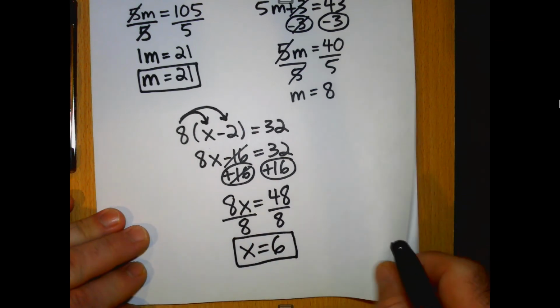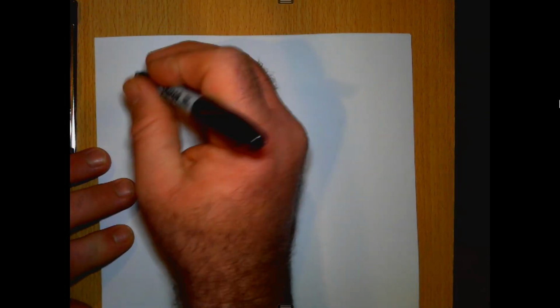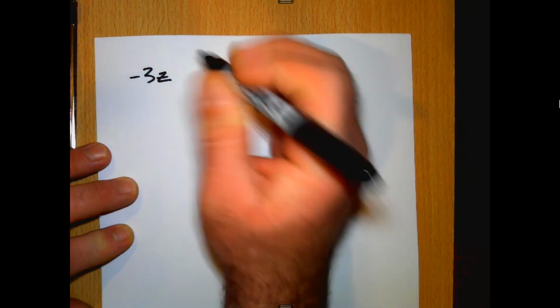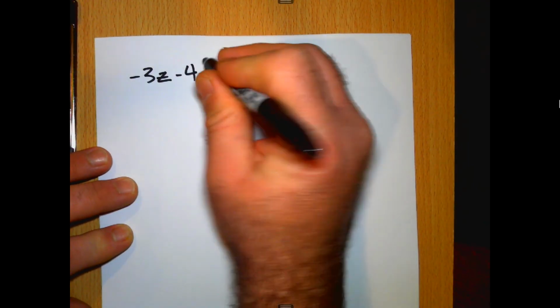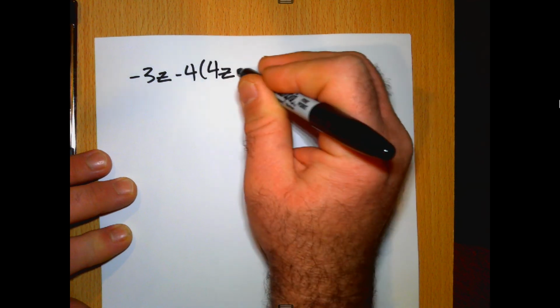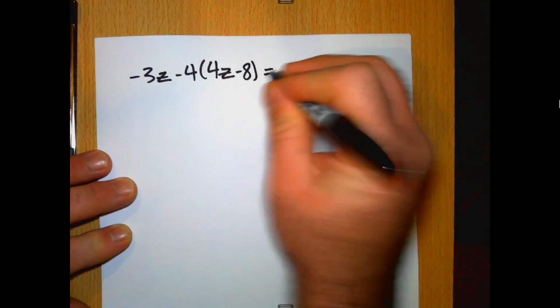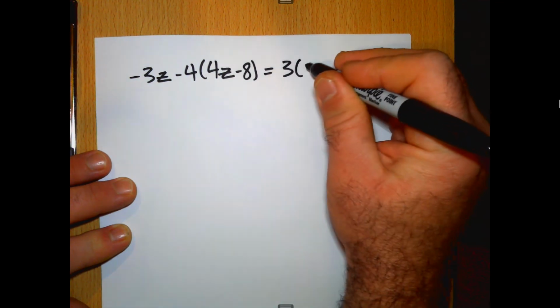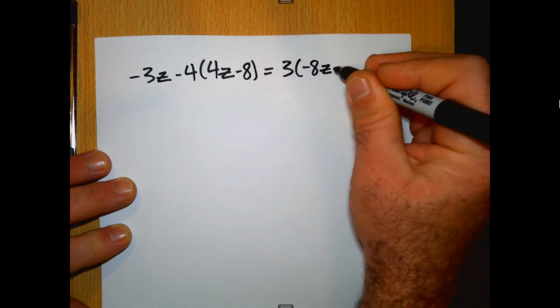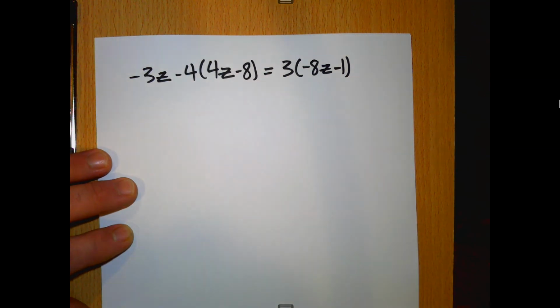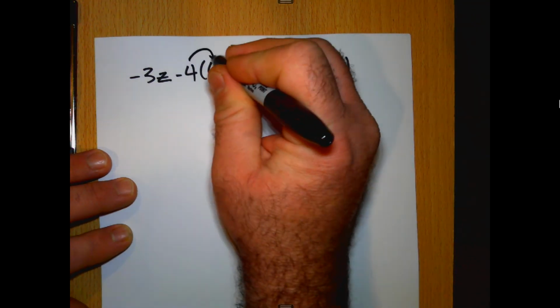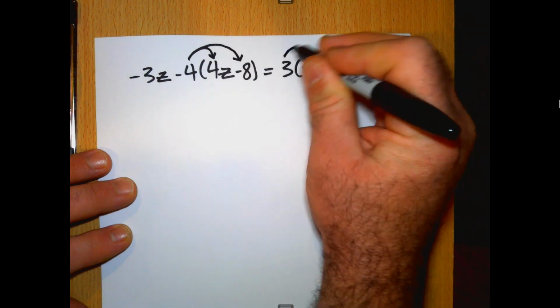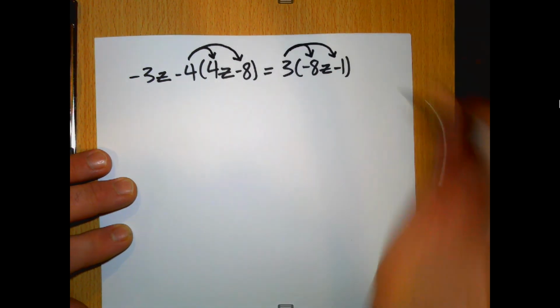One more example that would be considered a multi-step problem is this one. Negative 3z minus 4 times 4z minus 8 equals 3 times the grouping negative 8z minus 1. So the first thing I'm going to do is distribute. So I'm going to get those arrows popping. And those arrows mean multiplication.